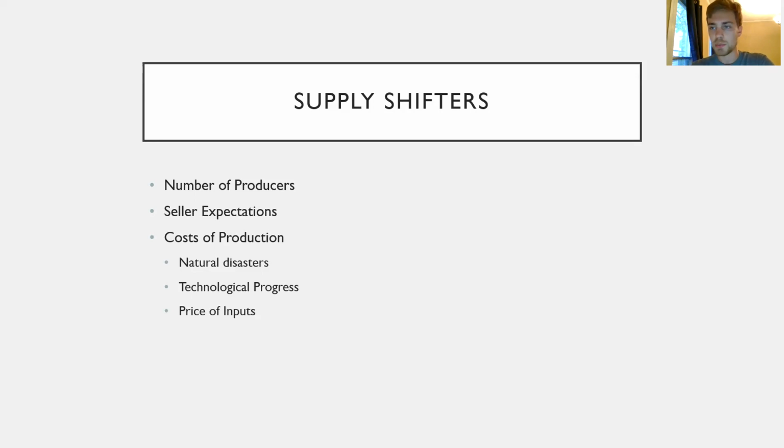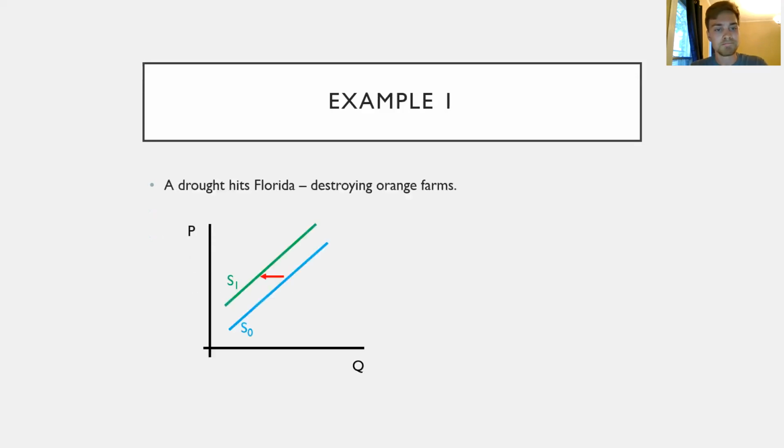And then price of inputs obviously is going to shift the supply curve. If farm equipment becomes more expensive for some reason, then purchasing that farm equipment in order to produce whatever you're farming is going to cause a leftward shift, or an inward shift, of the supply curve. It'll decrease your supply. So just a couple examples.